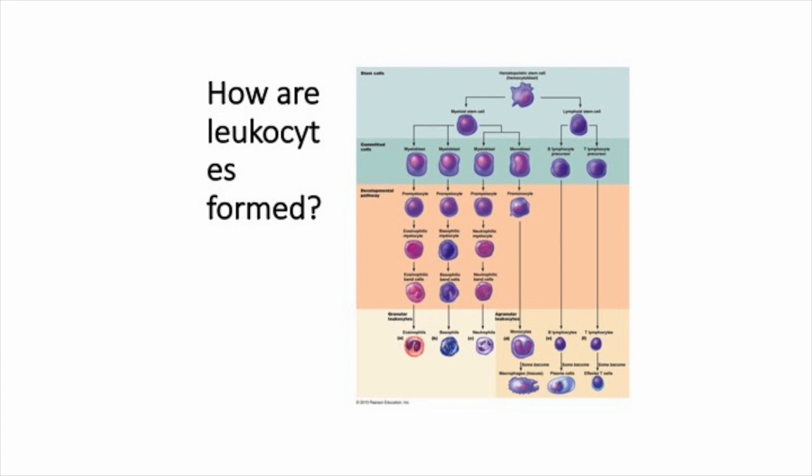Now notice this pathway looks very different than the erythrocyte pathway did. The nucleus never gets ejected. The organelles never get ejected. So it's not mitosis. This isn't cell division because we're originating as a stem cell, but it's still a really different pathway than how an erythrocyte is formed.